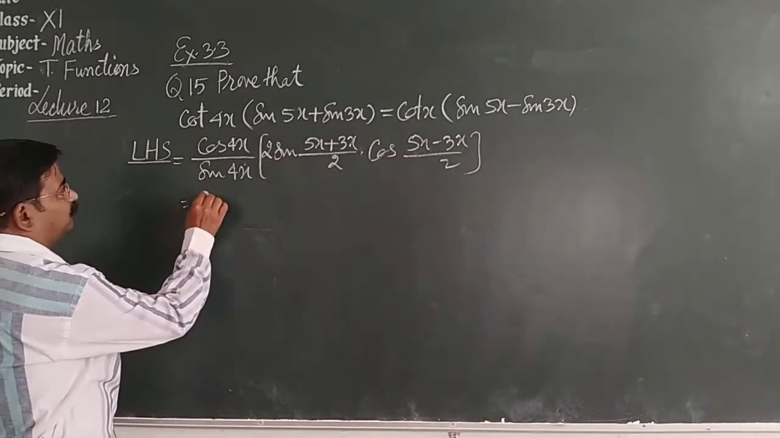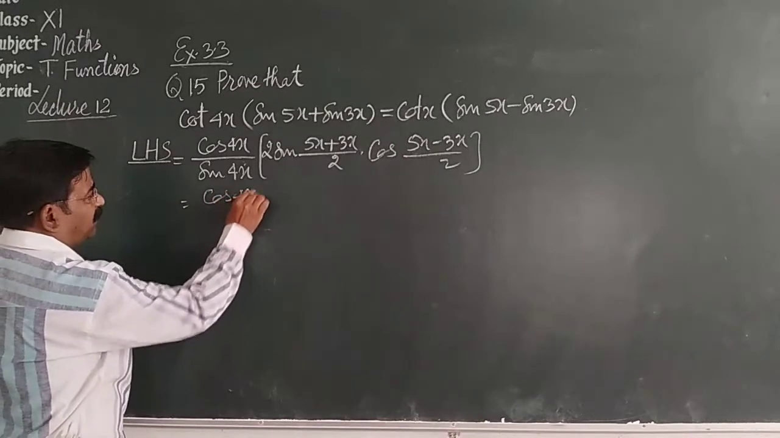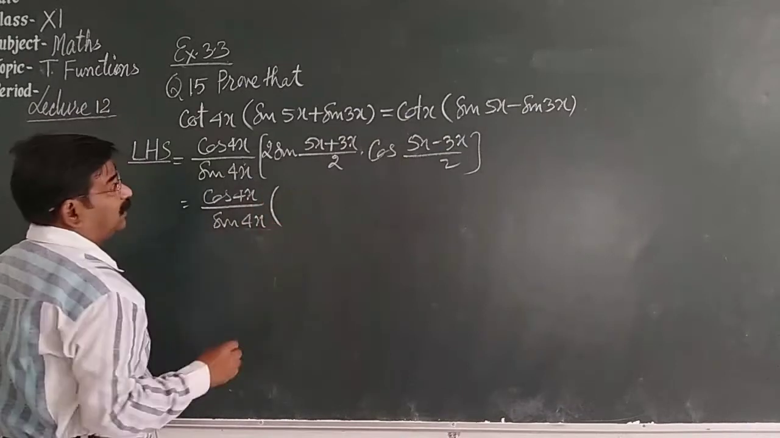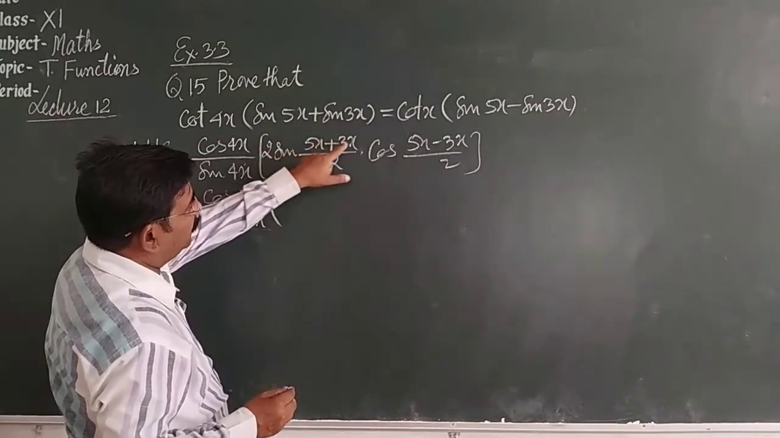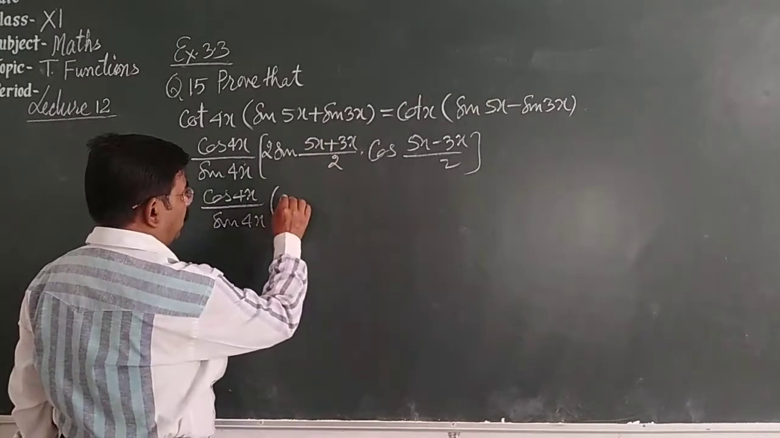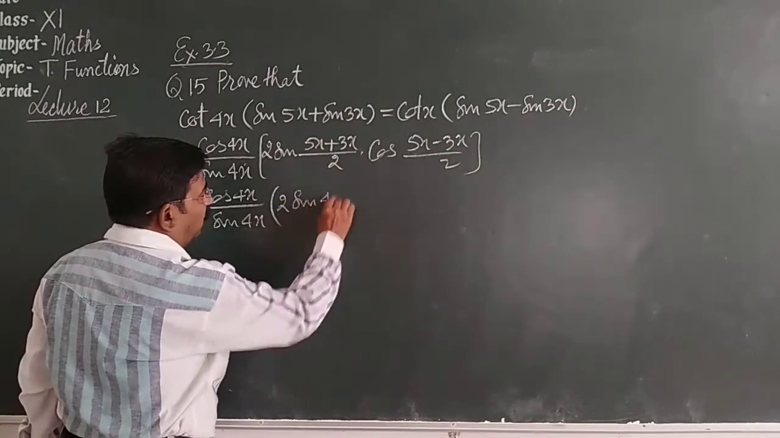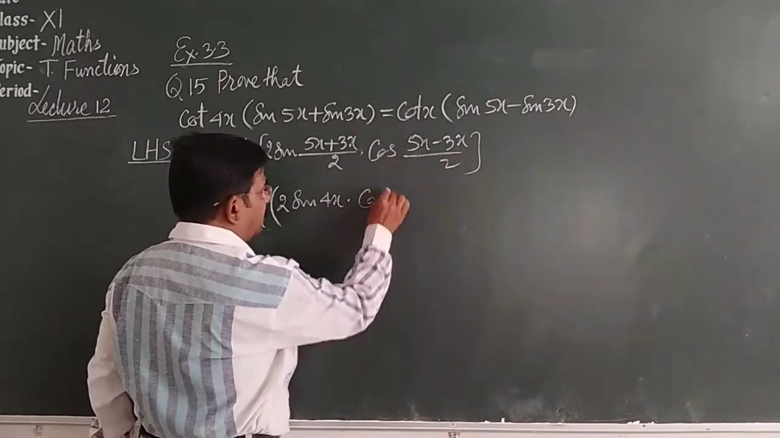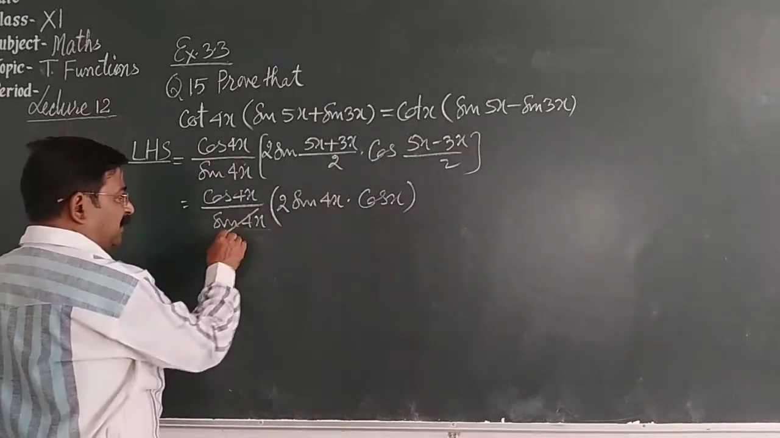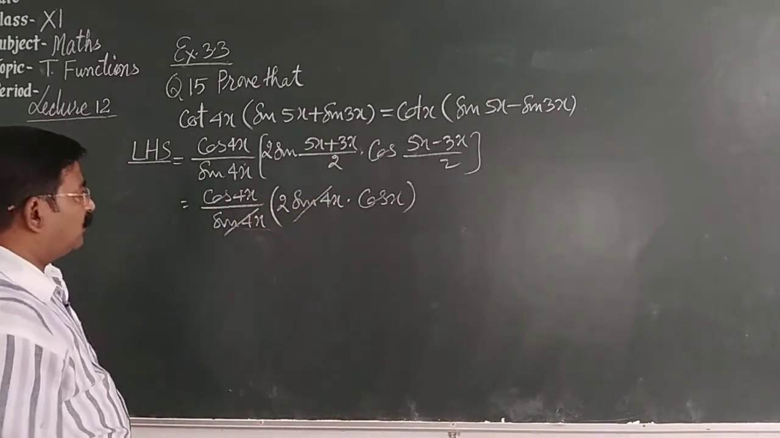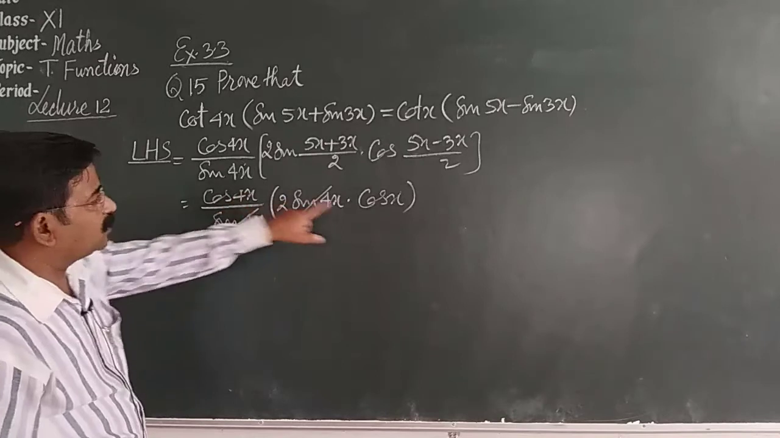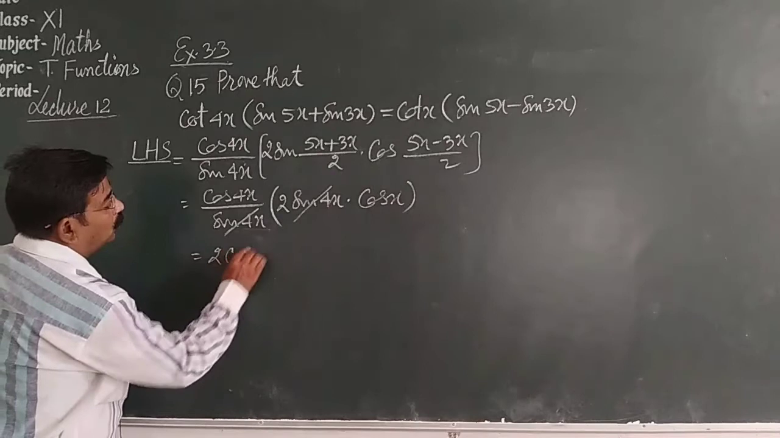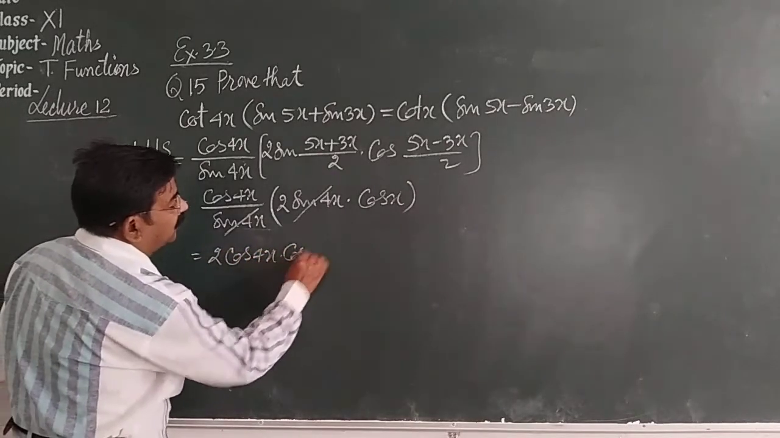See, we have cos 4x upon sin 4x in bracket. What we have? 2 sin (5 plus 3)/2, that means 8 by 2, means 4x. So 2 sin 4x into, this is (5 minus 3) is 2 by 2 is 1, this is cos x. See, by LCM sin 4x is cancelled. What we have? 2 here, cos 4x cos x. We have 2 cos 4x cos x.